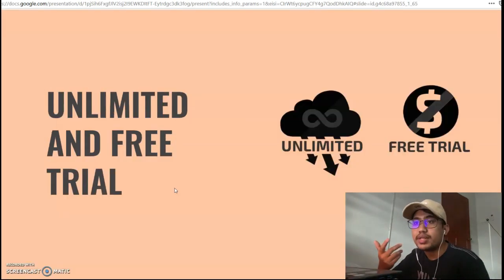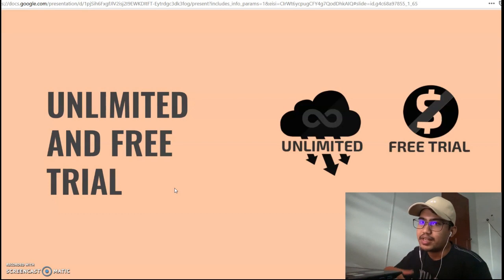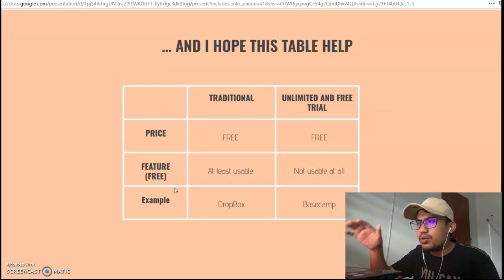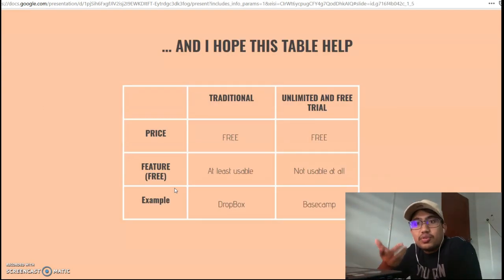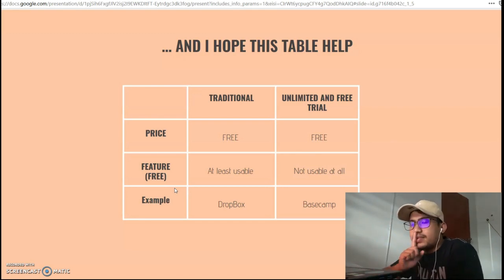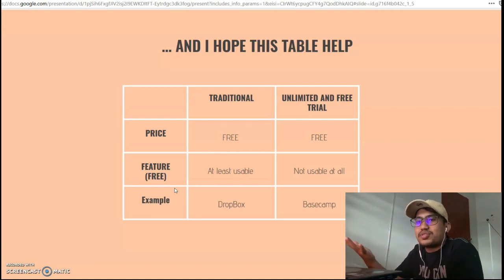Okay, the next one is unlimited and free trial. You can see the words unlimited and also it's free. How I want to explain is very easy. You can see the table here. You see that with the traditional one, the price when you use it is of course free, and the limited free trial is also free. But the difference here is that the features for that kind of free and traditional are at least usable, but unlimited and free trial is not usable at all.